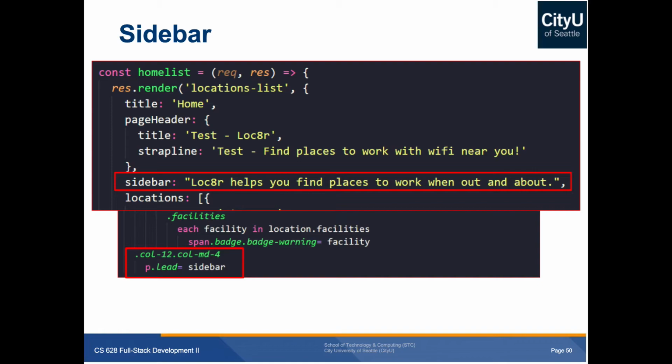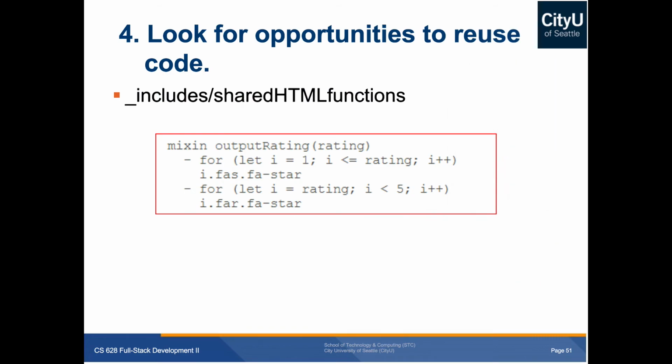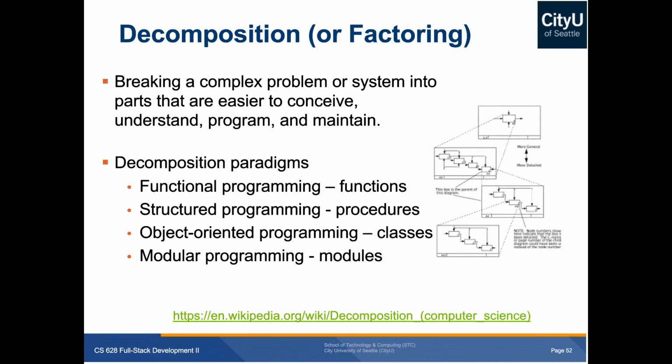Now you want to add the sidebar as part of the variables that you can use. Again, just to note that the second parameter in the res.render is just one object, and we're basically accessing the keys, and also accessing the nested objects inside. So once we have that sidebar key or variable, we can now assign it to the p tag. You can also reuse code by placing it in the underscore includes with the mixins. And now you can just use this stars. Shared HTML functions.